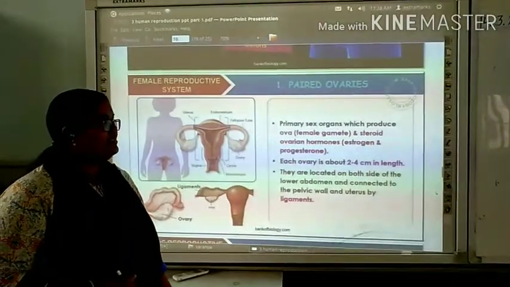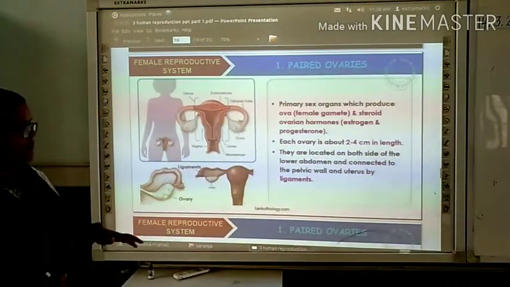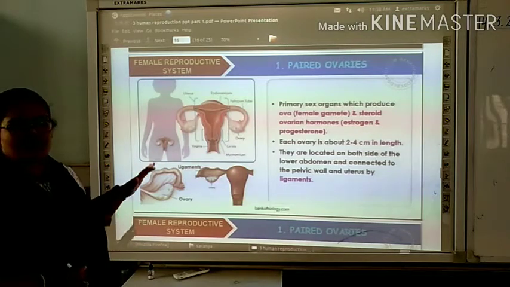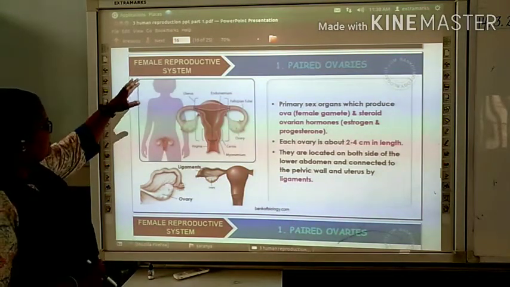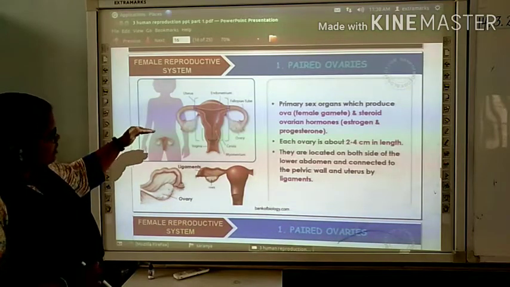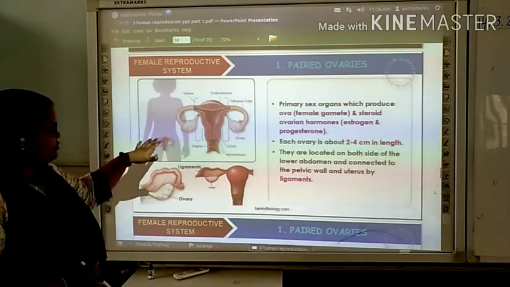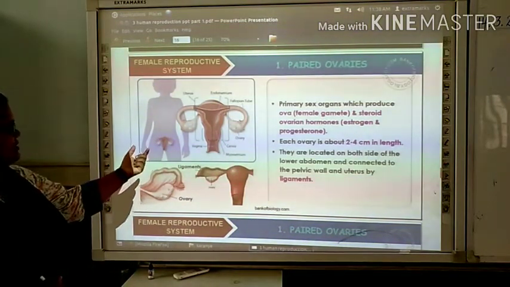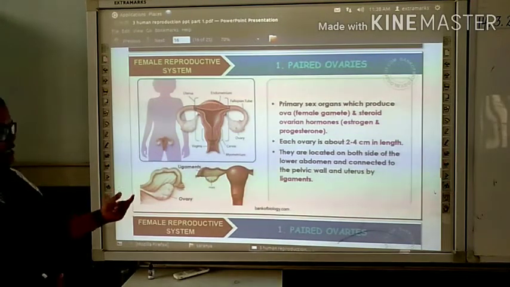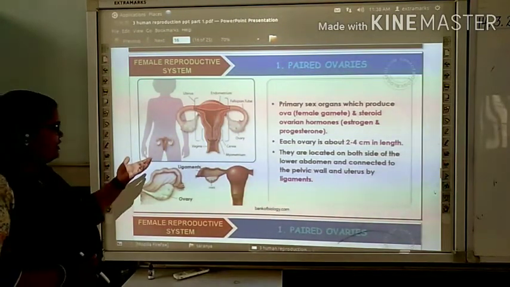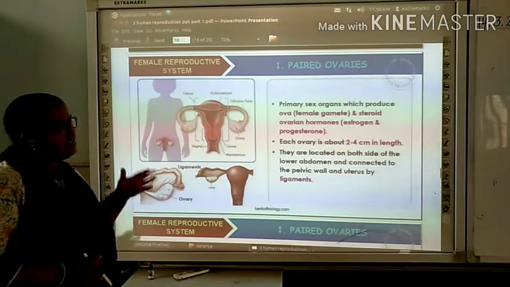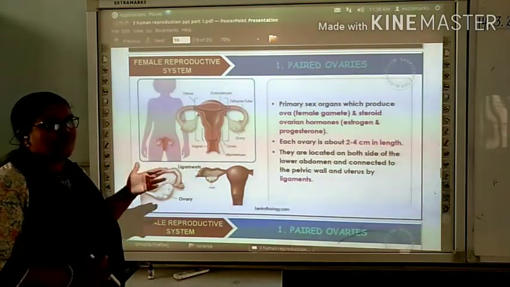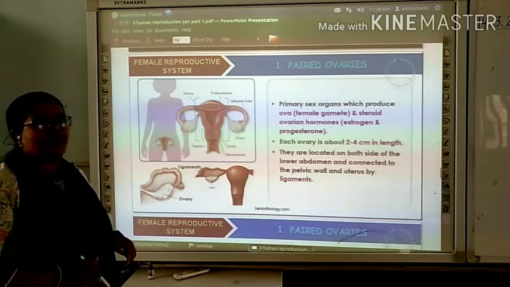First, the primary sex organ of the female reproductive system is a pair of ovaries, right? So where is it situated? This is the female structure. It's in the lower abdominal part. You can see the uterus will be there, and a pair of ovaries will also be present. The ovaries are responsible for the production of ovum, the female gamete, and also for the production of the female sex hormones, progesterone and estrogen.